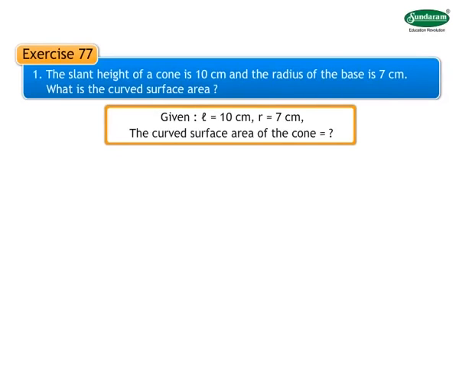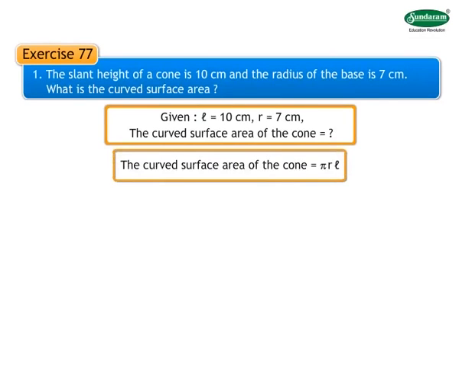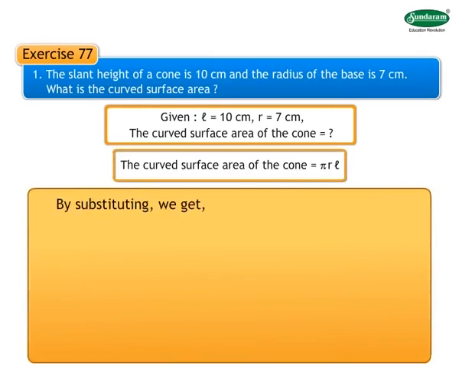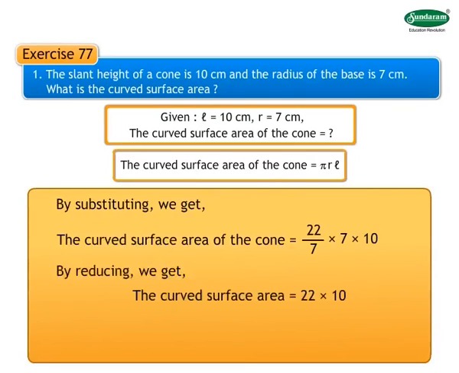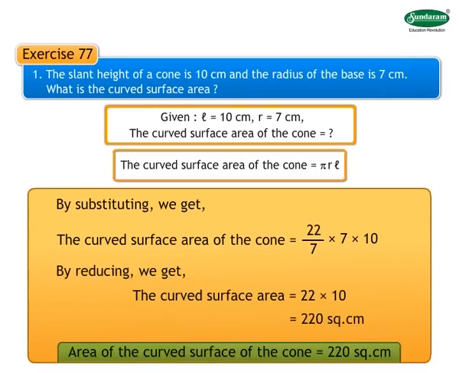As per the formula, the curved surface area of a cone is equal to pi RL. By substituting we get the curved surface area of a cone is equal to 22 upon 7 into 7 into 10. By reducing we get the curved surface area of a cone is equal to 22 into 10, which is equal to 220 square centimeter. Area of the curved surface of the cone is 220 square centimeter.